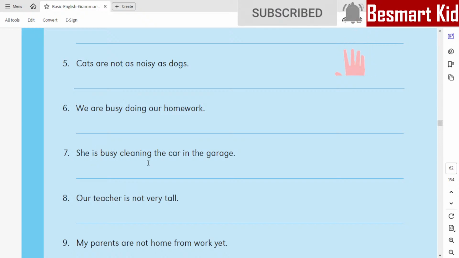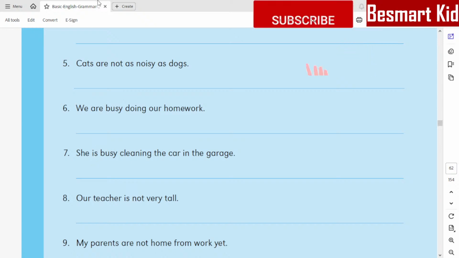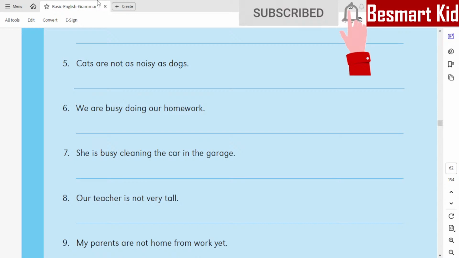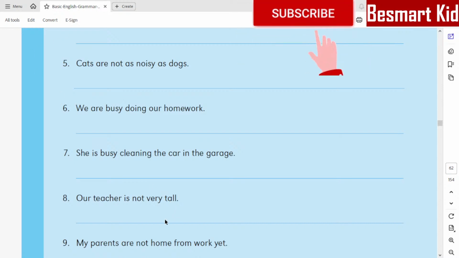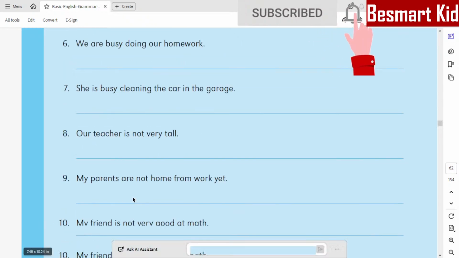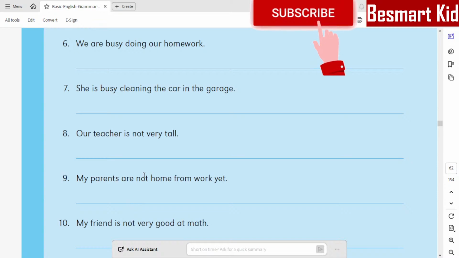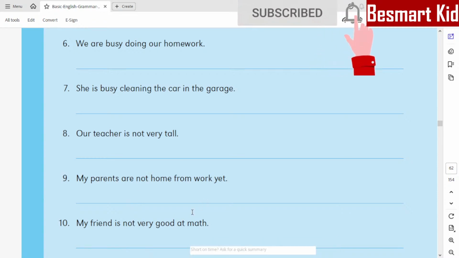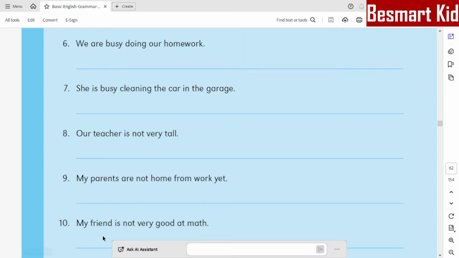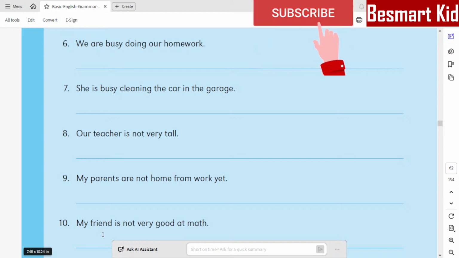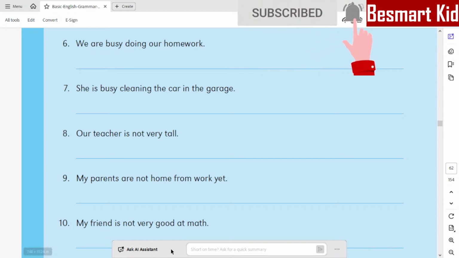She is busy cleaning the car in the garage. Our teacher is not very tall. My parents are not home from work yet. My friend is not very good at math.